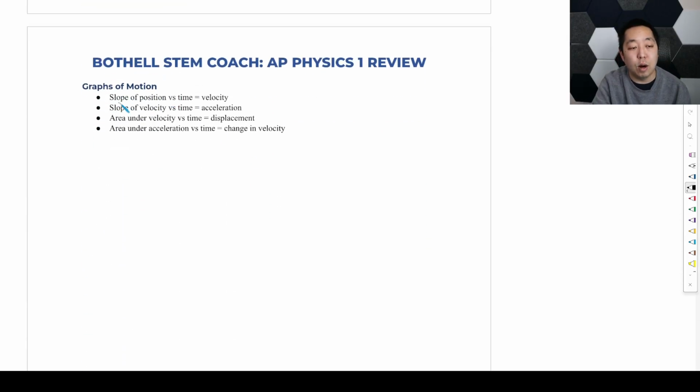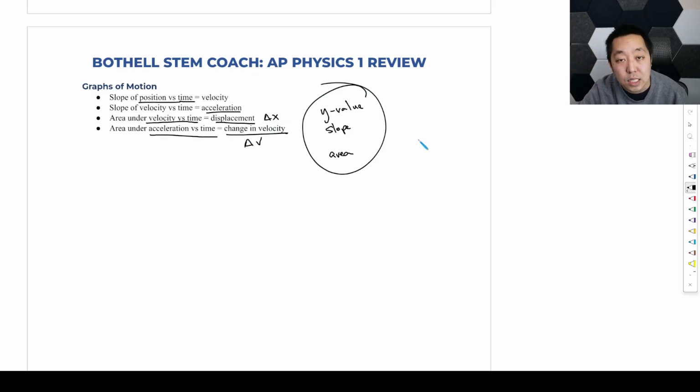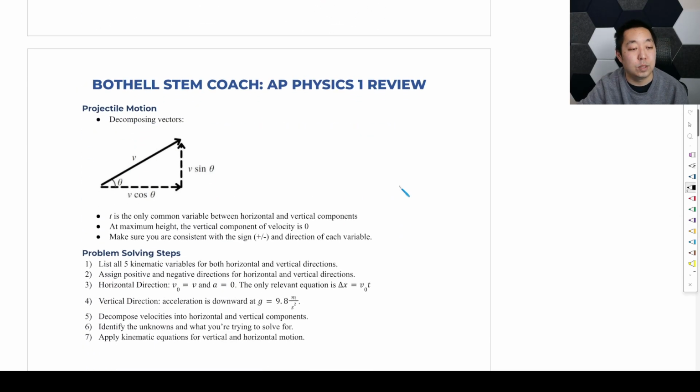Graphs of motion: when you're looking at graphs, in multiple choice or free response, you always want to think about what the y value is, what the slope is, and what the area represents, okay? So when you have position versus time, the slope is the velocity. The slope of velocity versus time is the acceleration. The area under velocity versus time is the displacement, and the area under acceleration versus time is the change in the velocity. So there's this relationship between area and slopes, but you always want to remember what these 3 things represent when you're looking at a graph of anything, not just for kinematics, but for other problems.